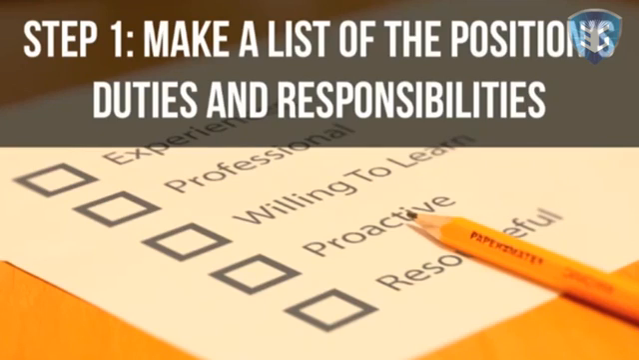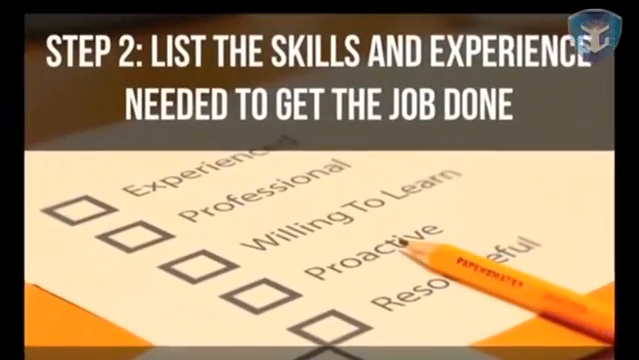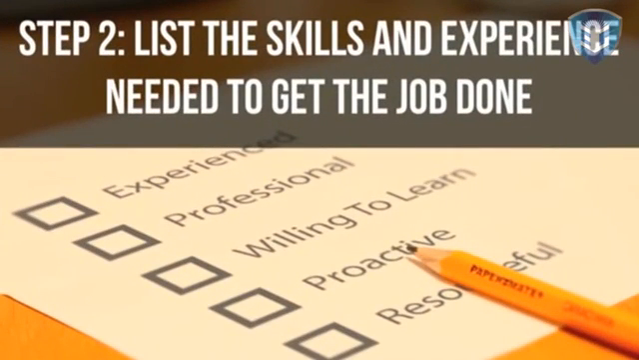So think about what the day-to-day responsibilities of the new employee will be, and then put those responsibilities down in a list. Step 2. List the skills and experience needed to get the job done. To make this list the most effective for your job description, you want to order it from most important to least important. An easy way to do this is to separate the skills and experience that an employee has to even be considered for the position from those that would be nice to have but not absolutely necessary.